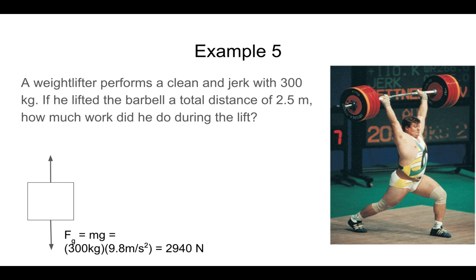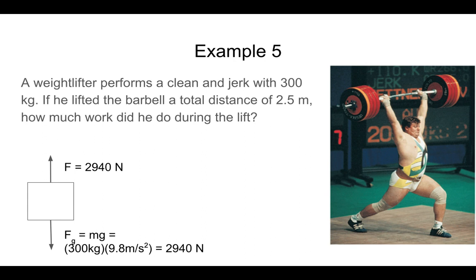Now, with problems like this, we kind of assume that the force the weightlifter puts on the barbell upwards in order to lift it over his head is just going to be equal to the weight of that barbell. We say that it's going to happen at a constant velocity, meaning forces are balanced. So here, my applied force upwards is going to be 2,940 newtons in order for that weightlifter to get that barbell up and over his head.